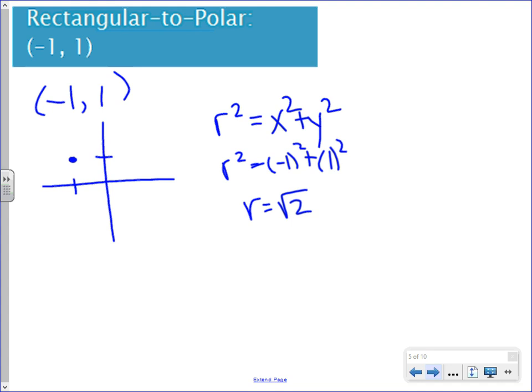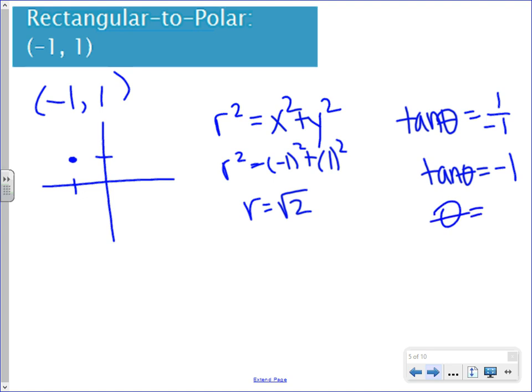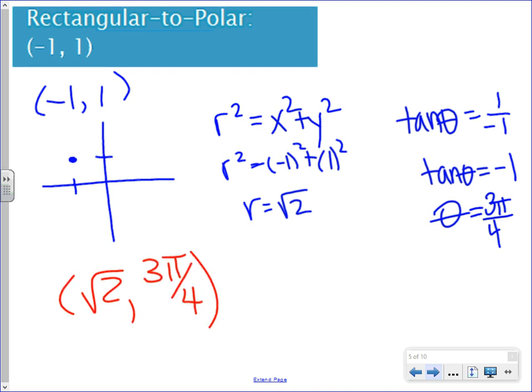But why is it important for us to know that it's in the second quadrant? When we go to do the tangent of theta equals y over x, there are a few different places where the tangent of theta is negative 1. BTW, no calculators on this. Okay? The tangent is negative 1, and we are in the second quadrant. We have one option. What's our option, Nick? 3 pi over 4. Okay? So you would tell me that this is the coordinate, radical 2, 3 pi over 4.